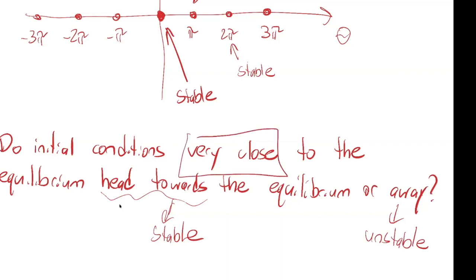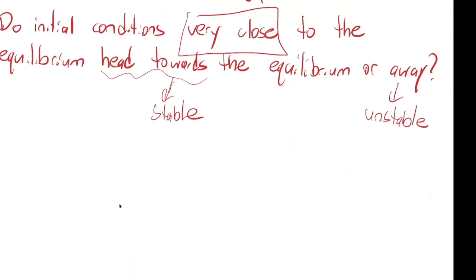Okay, but the idea here is that we only really care about points theta, v, which, for example, are very, very close to the equilibrium at 0, 0. So if I were at like 0.1, 0.1, where would I go? And so this is where these linearizations come in handy.